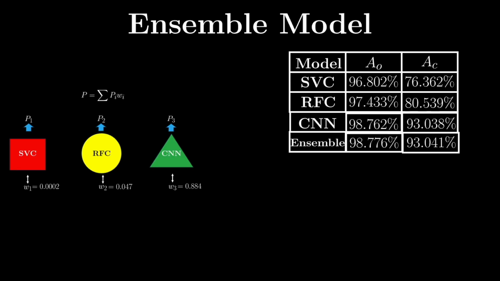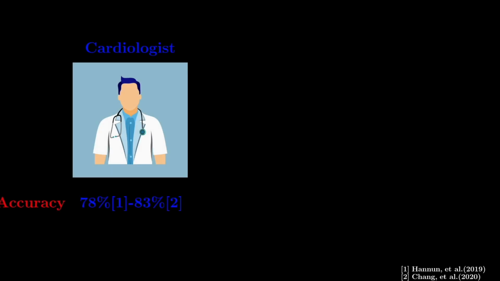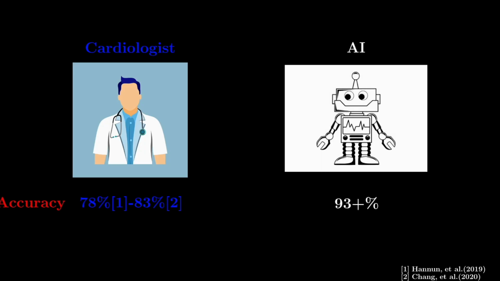93.041% respectively. In previous studies, expert cardiologists have been shown to achieve per-class accuracies ranging from approximately 78% to 83%. In contrast, our final model surpasses this benchmark, achieving a per-class accuracy of 93.041% after less than 10 minutes of training. This highlights the remarkable efficiency of machine learning systems which can match or exceed expert-level performance despite cardiologists undergoing 14 years of education and clinical training beyond high school.